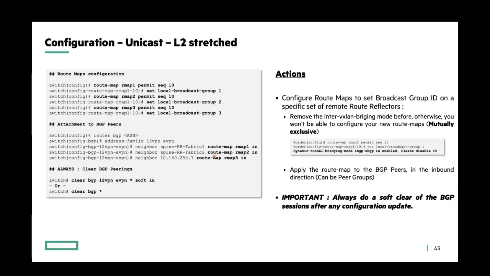Two things are really important to note. First, we cannot configure those route maps if the inter-VXLAN bridging mode is enabled. It is mandatory to disable it before, as those two features are mutually exclusive. And the second point is that the configuration by itself, once applied, won't have any effect. You will need to clear the BGP sessions in order for the device to relearn the IMET routes and so map the VXLAN tunnels to their broadcast groups.